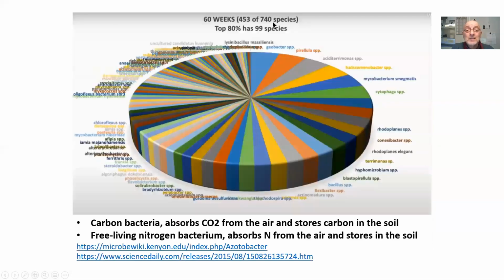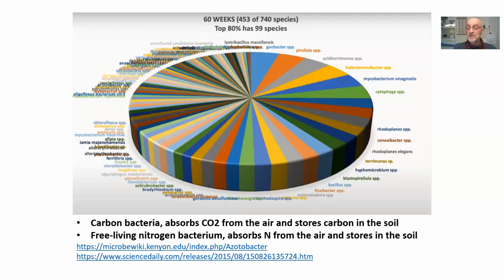So yeah, the next one is more interesting. This is 60 weeks, as I mentioned before, and we have an awful lot, 99 species, and very interesting ones. I don't go into all these things because I have to say most of these, I don't know anything about them, but they are the beneficial ones in the lineup. The very interesting ones for me here are the carbon bacteria. They absorb CO2 from the air and store carbon in the soil.